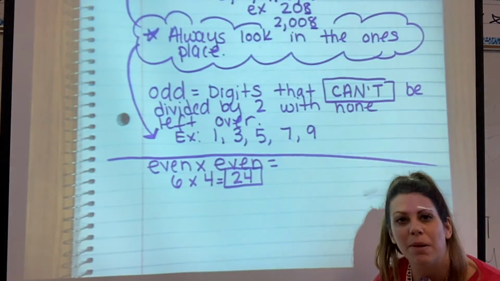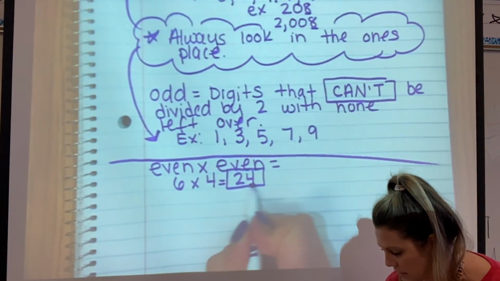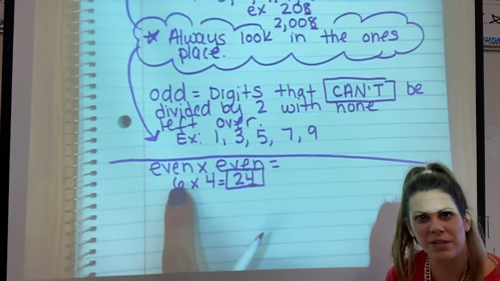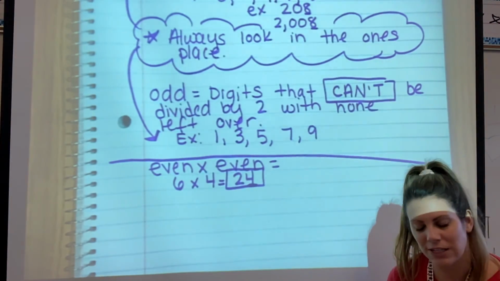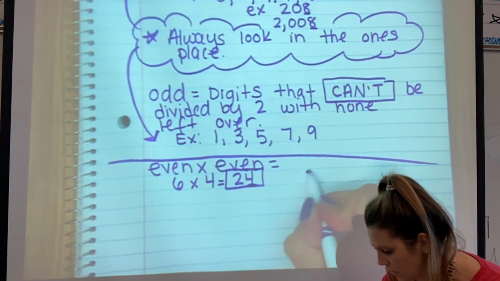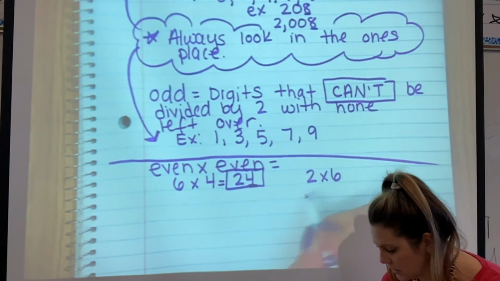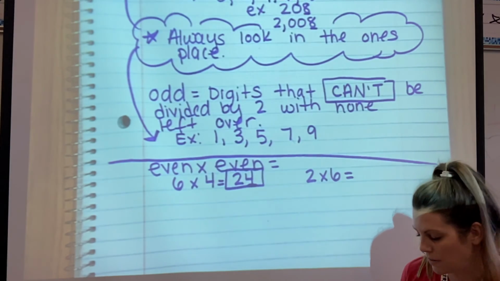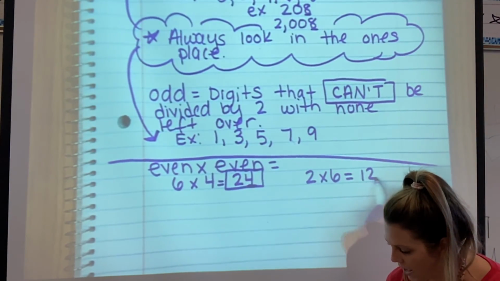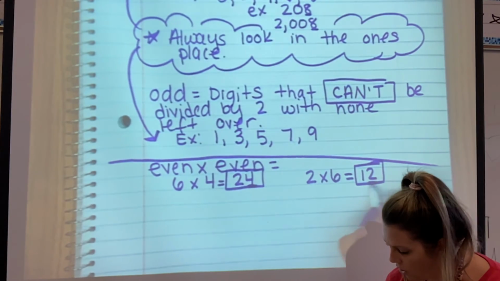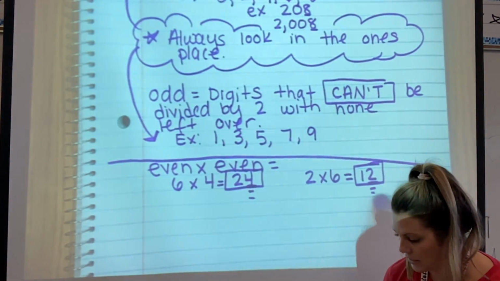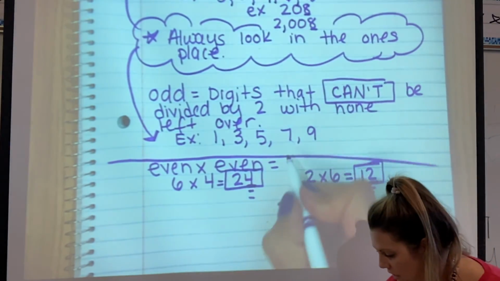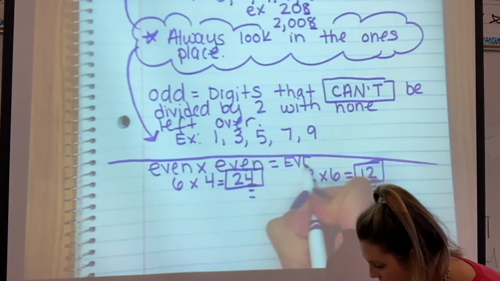All right. And I remember Mrs. Harp said, always look in the ones place. Is 4 even? So the pattern right now is even times even equals even. Let's try one more. Let's just do an easy one. 2 times 6. Both of those are even. And what is the answer? 2 times 6, you should be yelling, is what? 12. And then we want to always look in the ones place. Is that even? Yes. So what's the pattern? Even times even equals even.